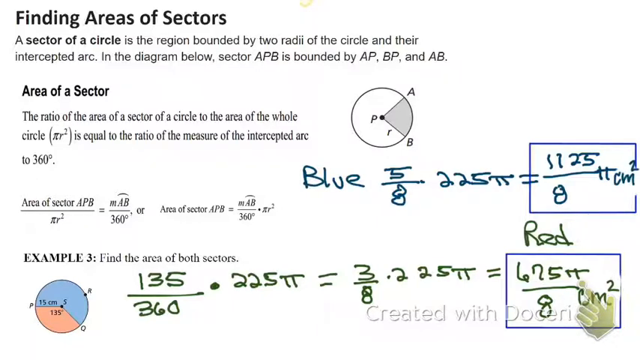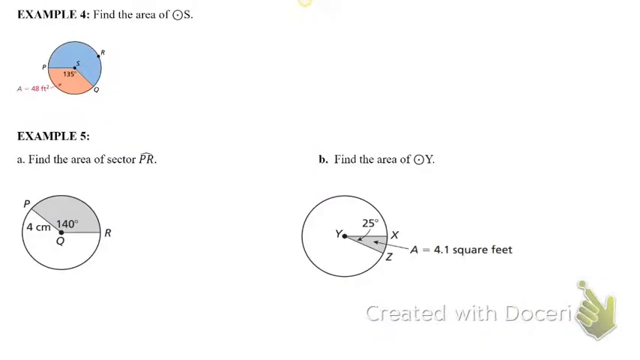All right, let's look at a couple more examples. Number 4, you're given the area of the sector, and you still want to use the formula from the previous notes, and we're going to set up using the information we know. We're trying to find the area of the entire circle, circle S in this case.